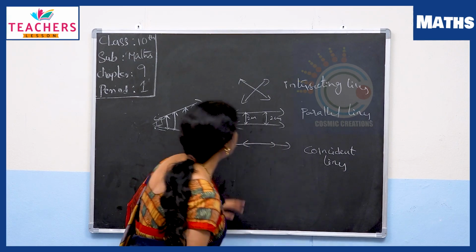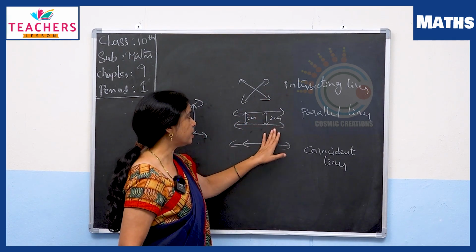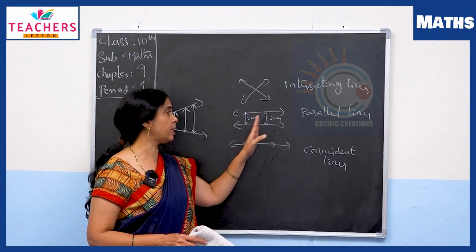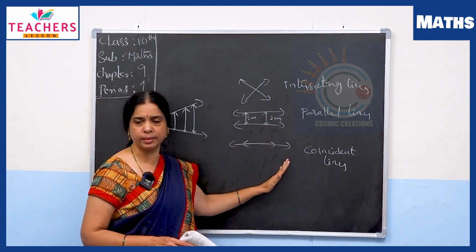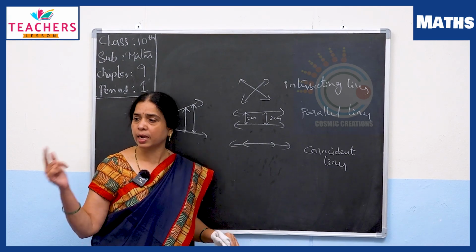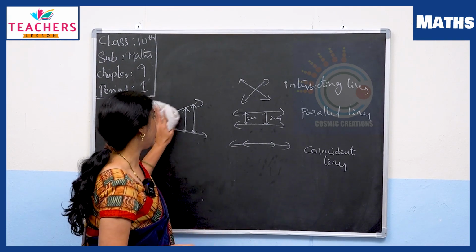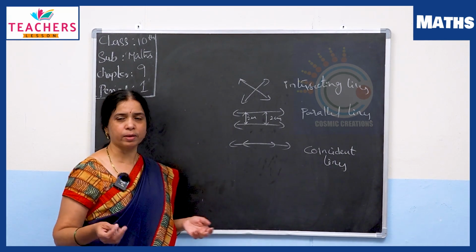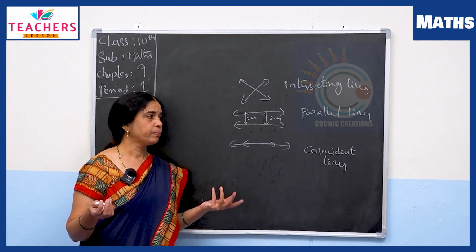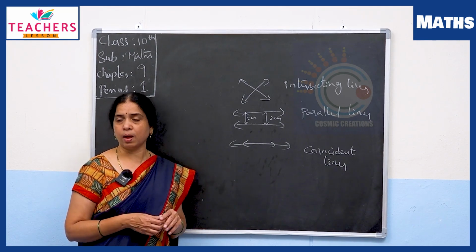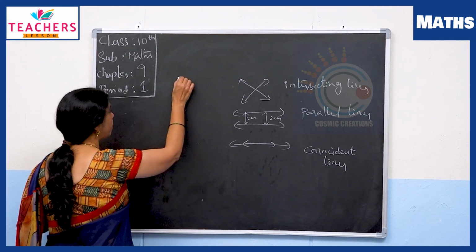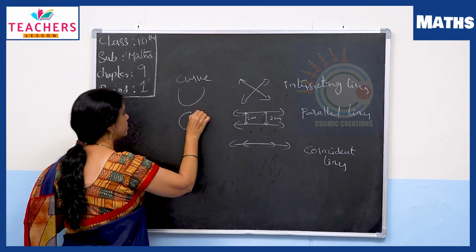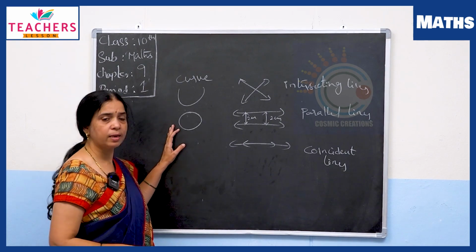Now, coming here. These are intersecting, these are parallel, these are coincident. If two lines are there, their position will be like this. If a line and a curve are there on the plane, how will their position be? The curve may be a parabola or a circle. Here we consider a circle.